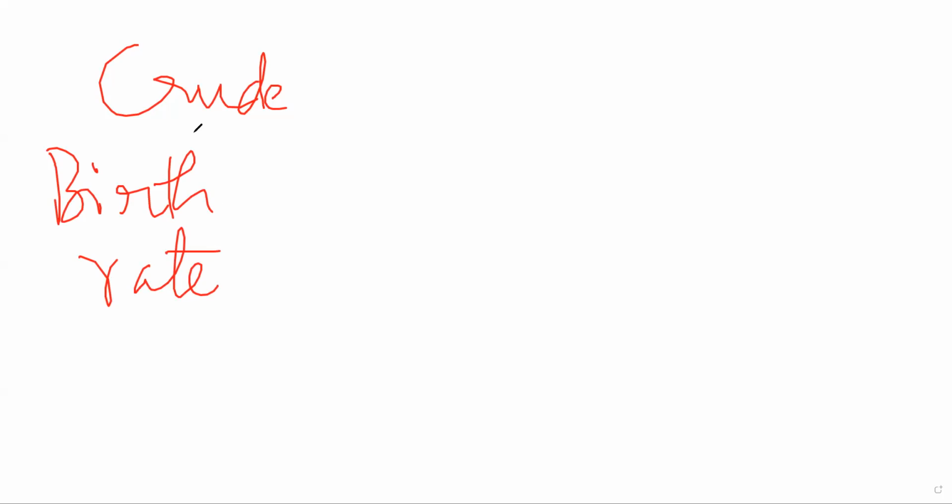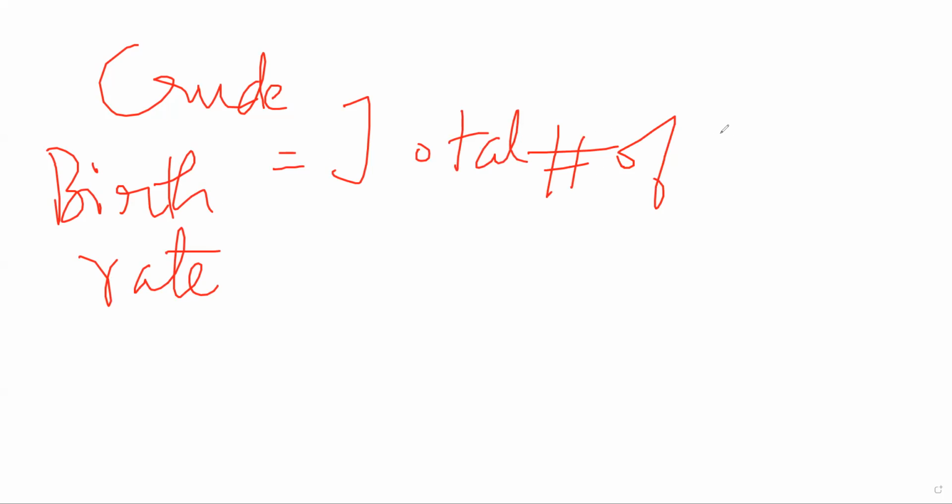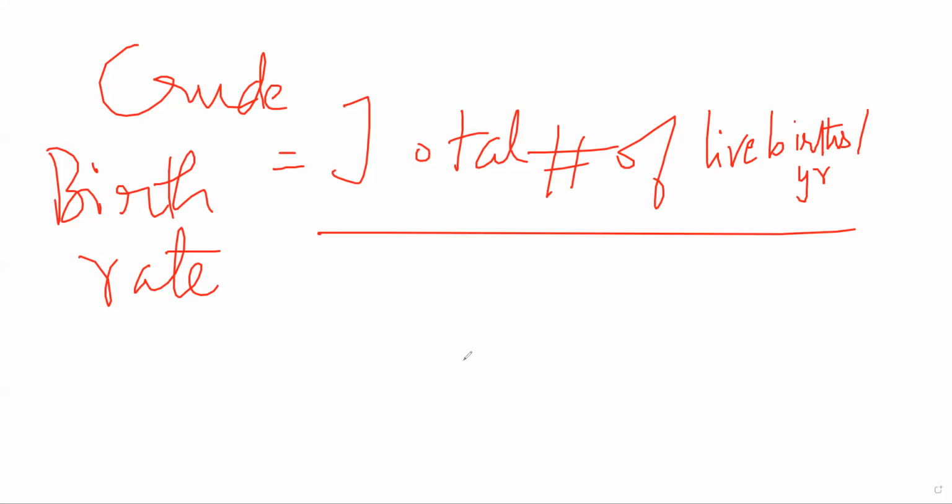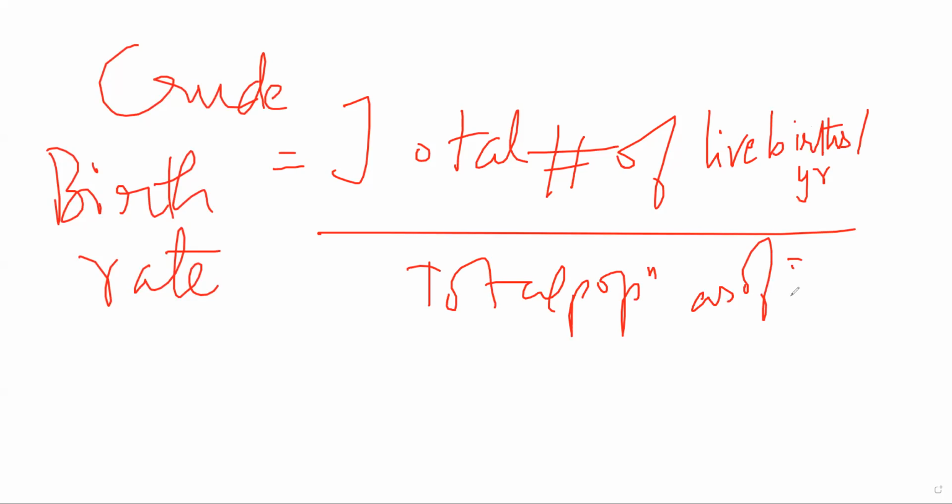Okay, if you calculate crude birth rate, this will be equal to total number of live births per year divided by total population as of July 1st, into 1000.